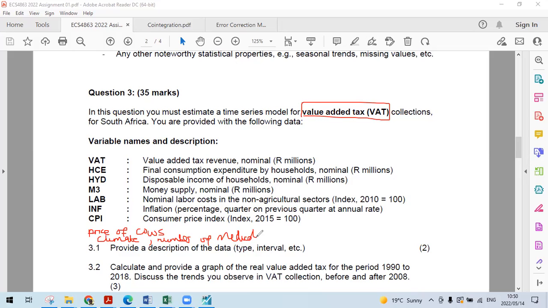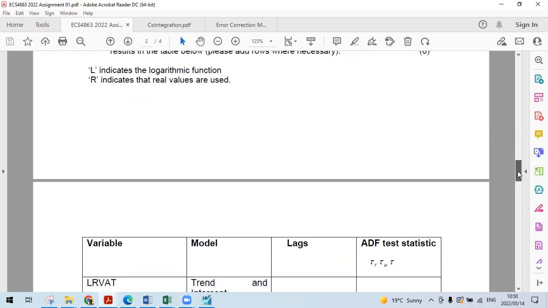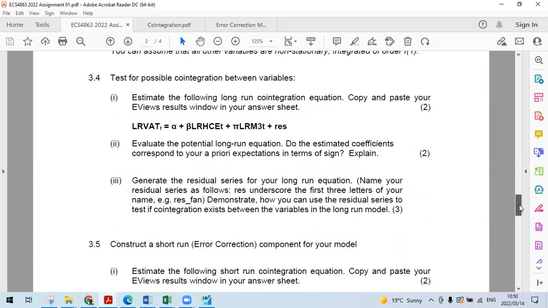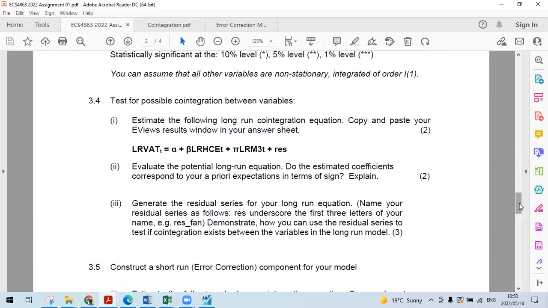We need to have pre-tests. Let's not rush and finish the model without doing some tests. So now we are moving to co-integration. Where are we? 3.4, yes. We want to test for co-integration between variables here. Is there any relationship? Is there any long-run relationship between our variables?